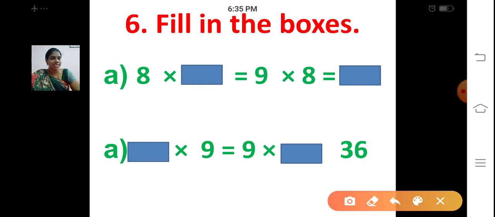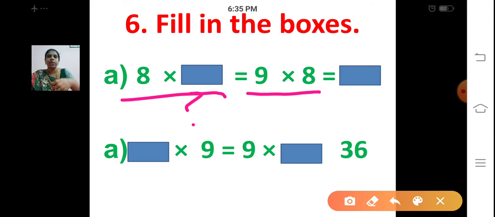So for this, you should know tables. And we know one important fact, right? When we change the order of multiplication, the product will be the same. Correct? 3 into 2 is equal to 2 into 3, right? In the same way, first sum: 8 into dash is equal to 9 into 8. This box we are going to fill now.